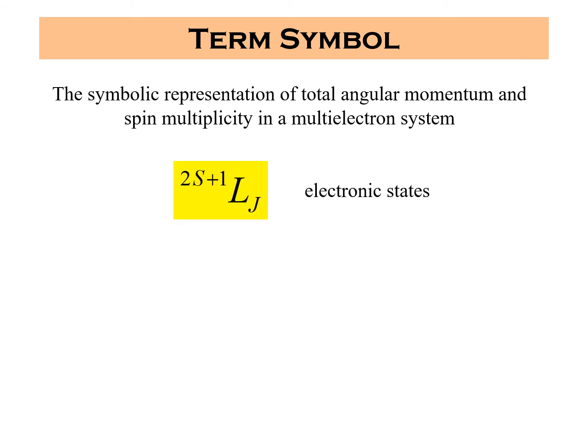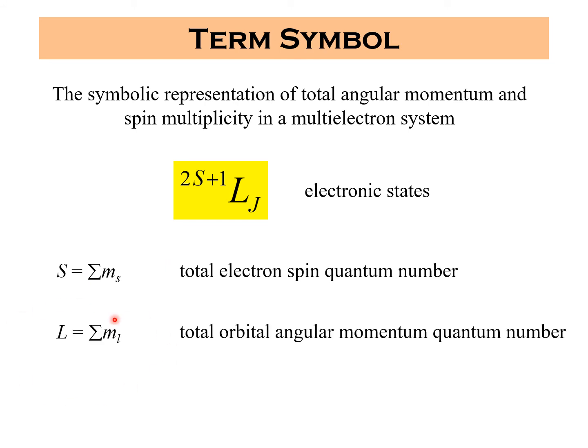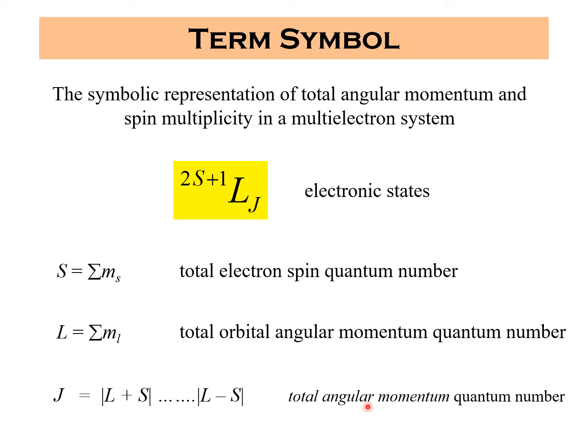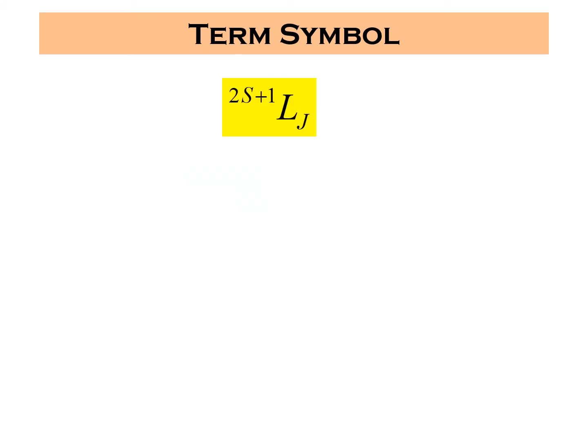This is represented like this, where the superscript is the spin multiplicity and S is the total spin, which can be obtained by summing the individual spins of every electron, and L is the summation of all the orbital angular momenta of the individual electrons. So L is the total angular momentum, and J comes from the spin-orbit coupling, also called the total angular momentum quantum number, and its value depends on L plus S down to L minus S, in all possible integer steps.